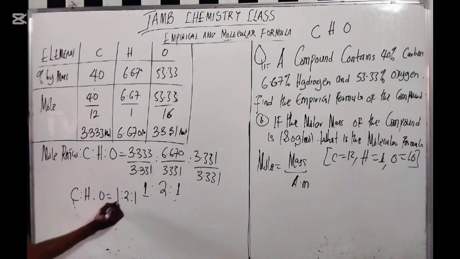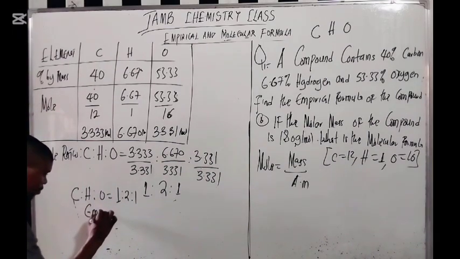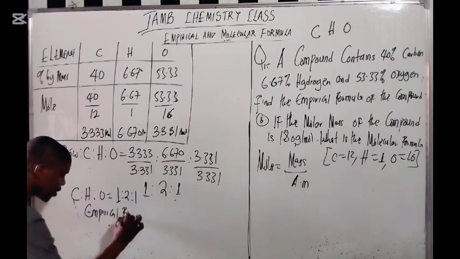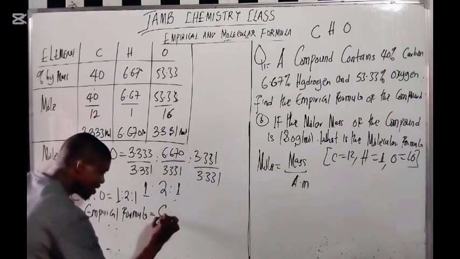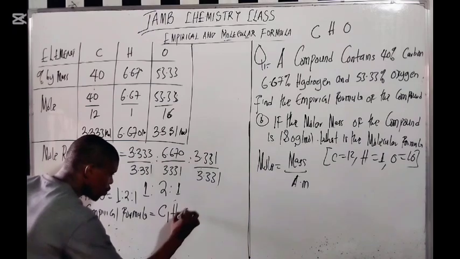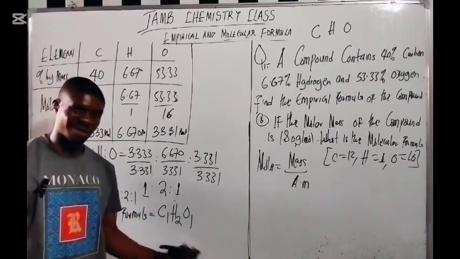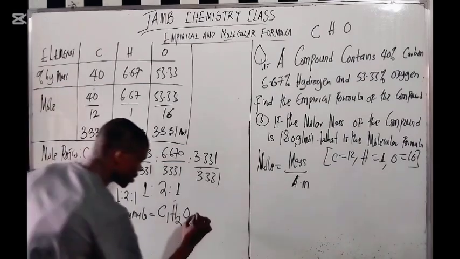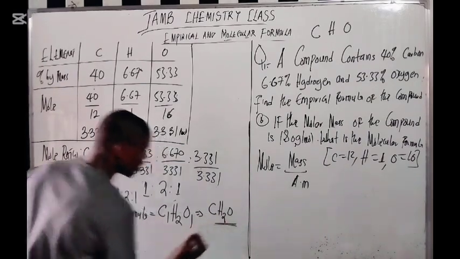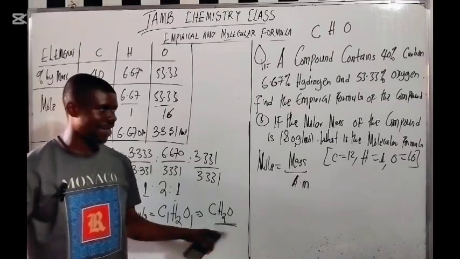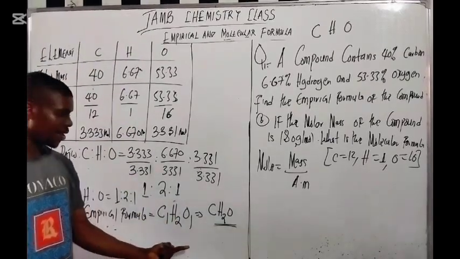What does it mean here? It means that 1 is for carbon here. So my empirical formula is very easy now. The empirical formula is going to be C1H2O1, right? But you can see that there's no point of putting the 1 here, so it's just going to be CH2O. This is my empirical formula here. So you can see I'll be able to get my empirical formula, right?